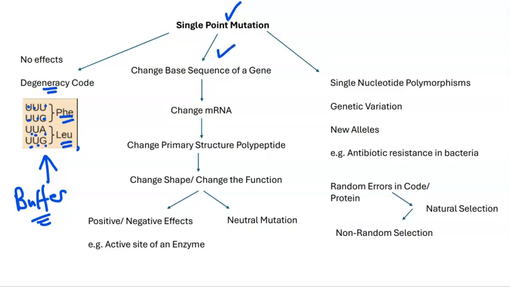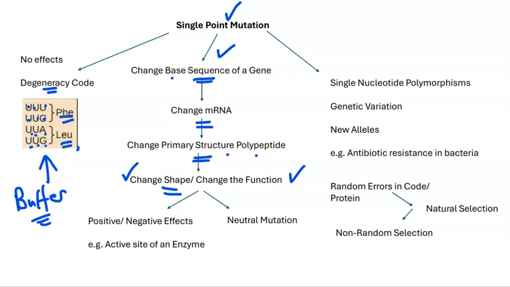So we have a change in the base sequence due to the mutation, which then in turn changes the messenger RNA, which in turn changes the primary structure of the polypeptide. And of course, then when the polypeptide is shaping up, the shape of the protein will dictate its function. So necessarily we would argue that change in shape will result in a change in function.